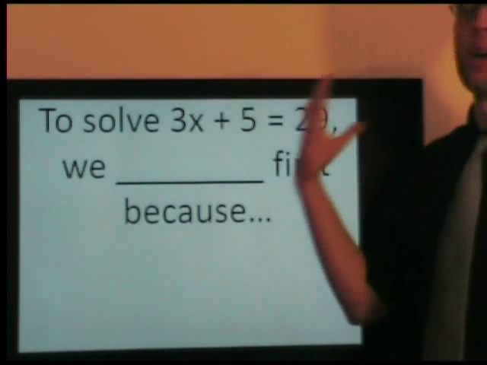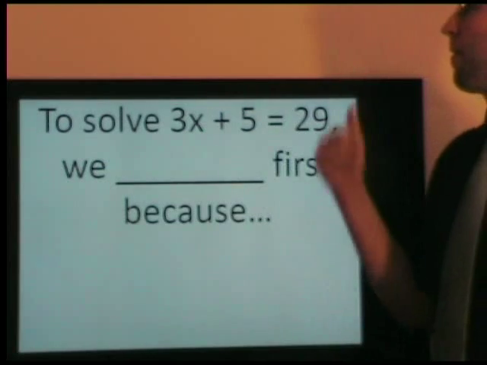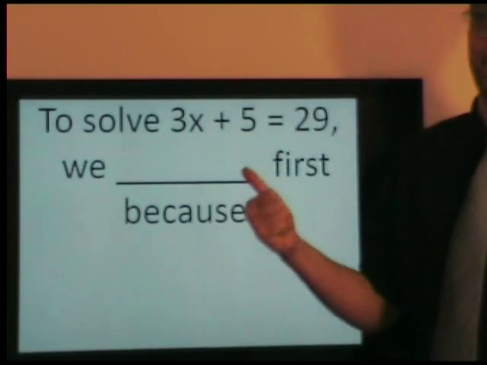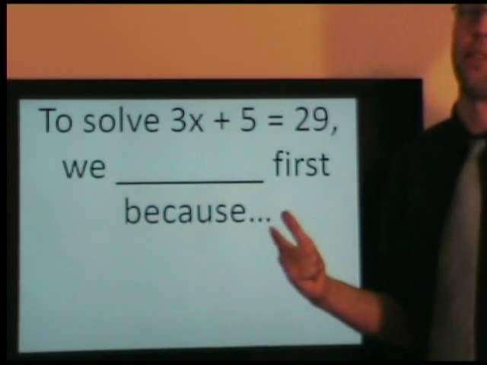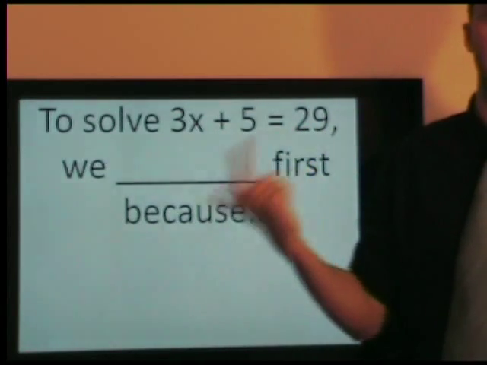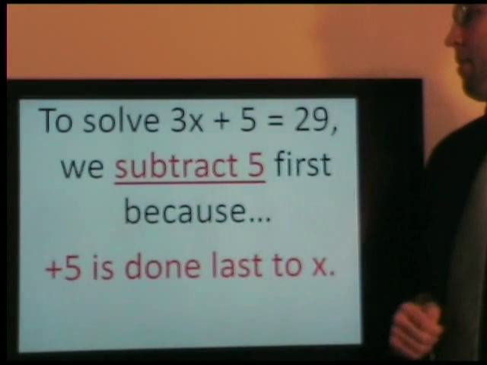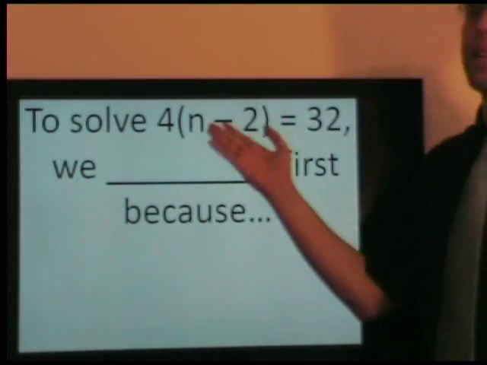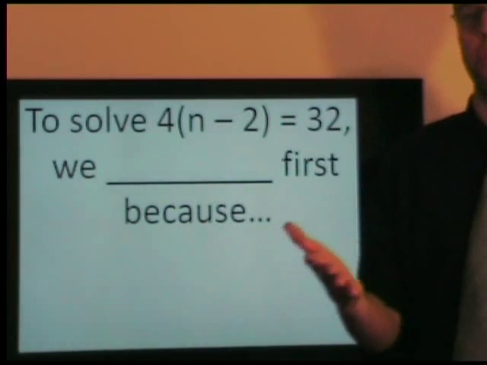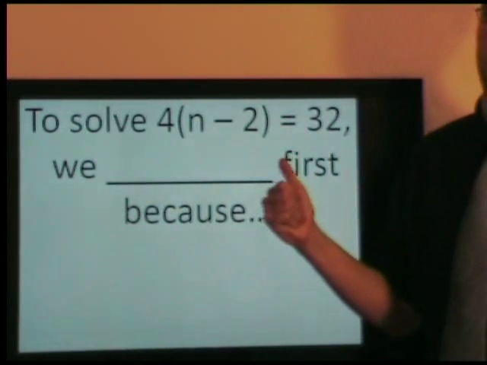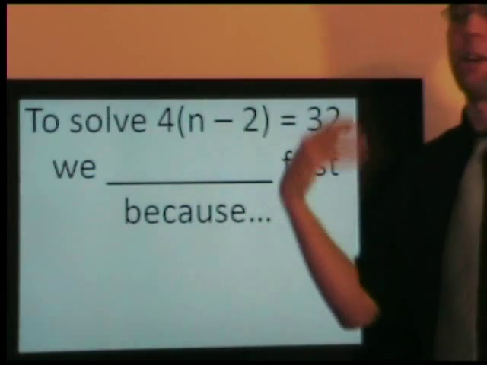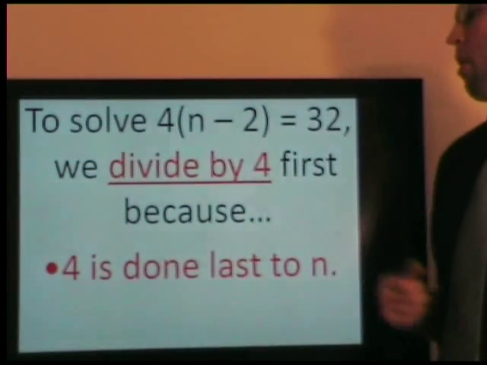Again, what's happening to x here? Well, first, we're multiplying by 3. And last, we're adding 5. So how do we undo adding 5? We subtract 5. What's happening to n here? Again, based on order of operations, minus 2 first, times 4 last. How do we undo a times 4? Divide by 4.